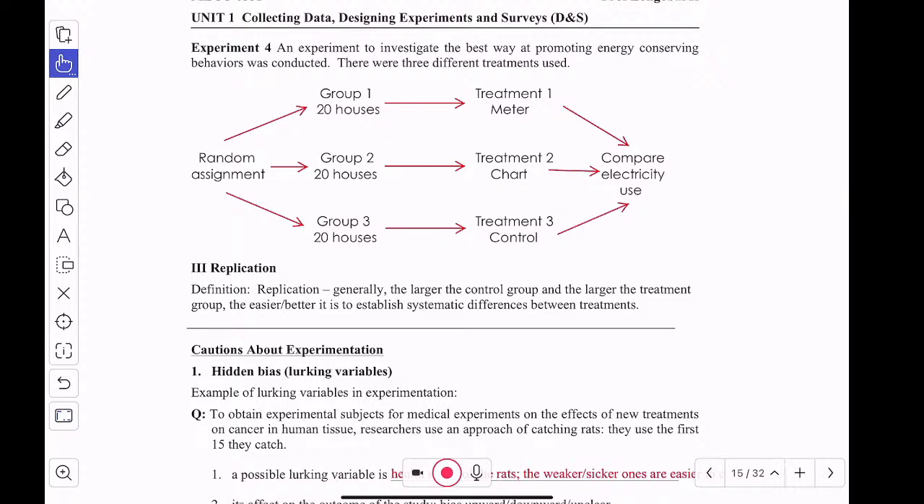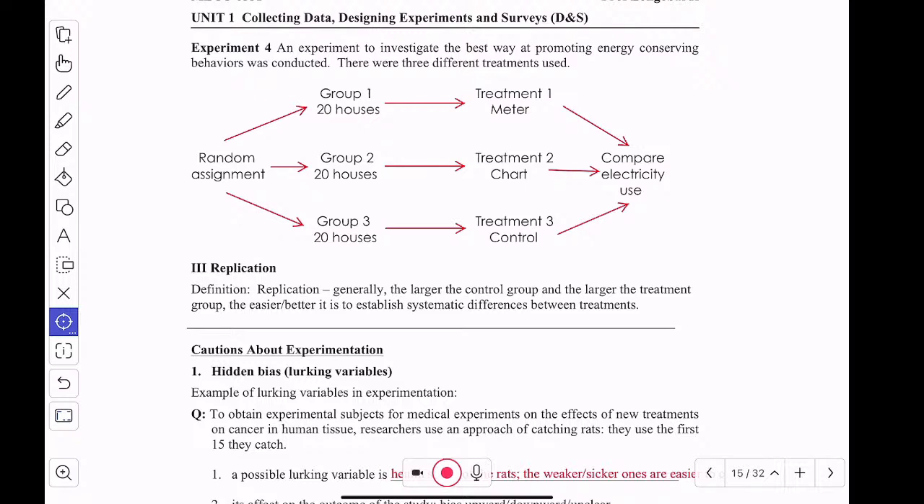So this is my 4th experiment. In this experiment, we are going to study energy conserving behaviors and whether certain education or certain monitoring can encourage people to conserve energy. This is a human experiment, so we are going to have a control group, but we have to talk about what that would look like. What would the control group look like?